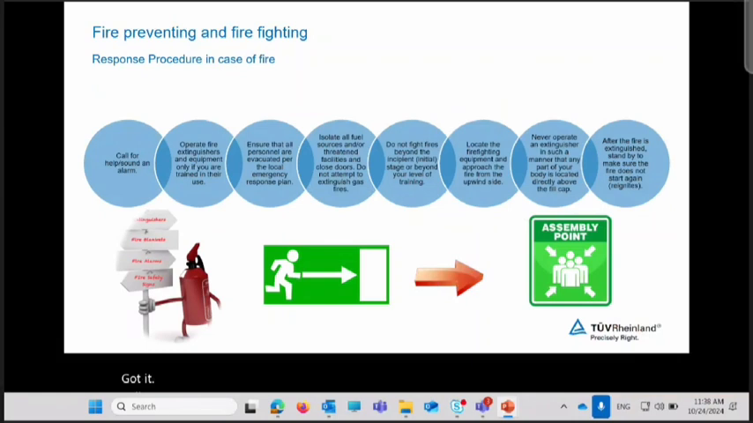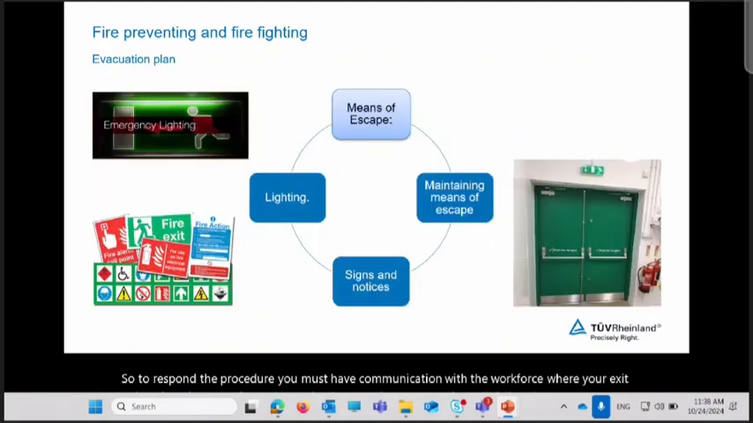So to respond to the procedure, you must have communication with the workforce about where your exit point is, where your safest point is, so that in case of emergency, they will follow the protocols. These are the means of evacuation. You must have in your facility a lighting arrangement with reflected white and green background to highlight the exit doors. Maintain the escape routes. Do not store any material near the emergency gate. And always have signages and notices for education of the people working at your facilities.